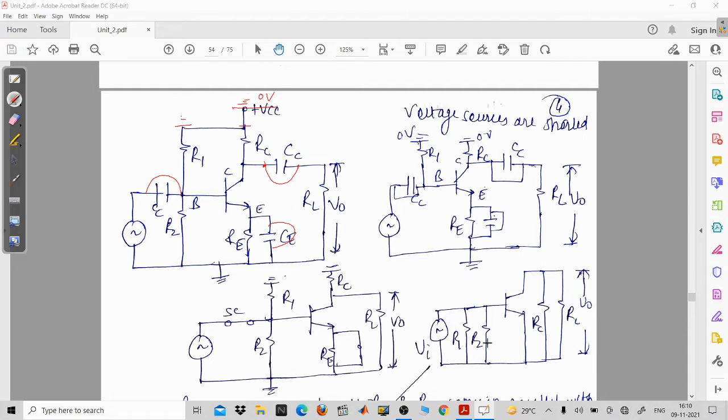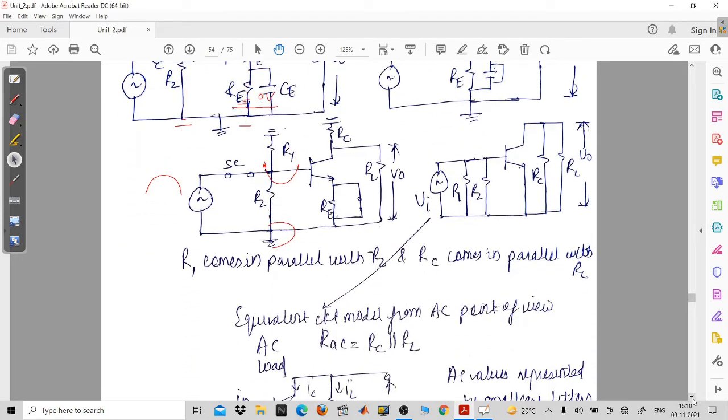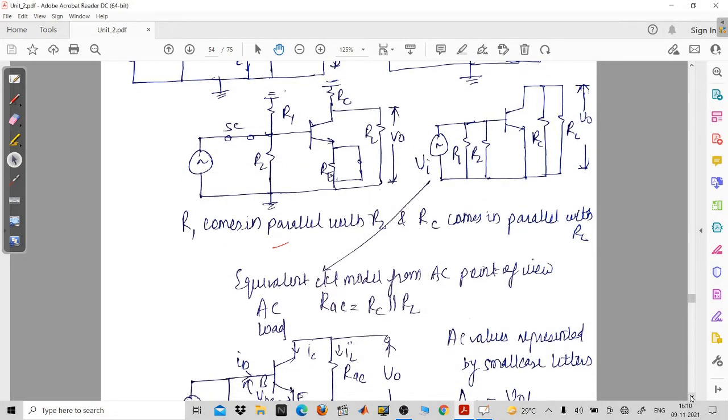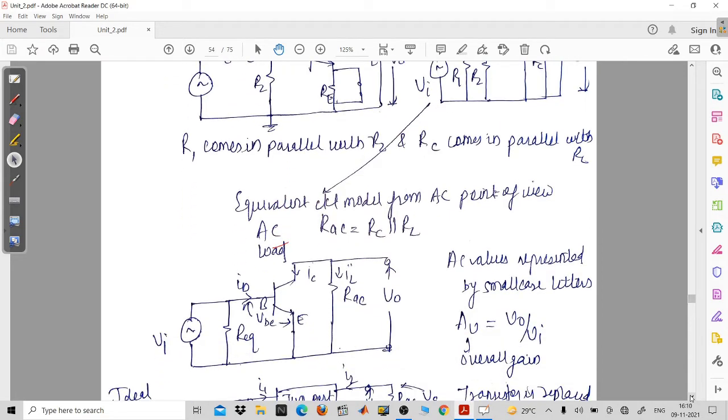Now you can see here these two resistances are in parallel and RC will be in parallel with the RL. So in that case, you can have the new AC load. So what is the new AC load? Because you can see here RC is coming in parallel with the RL. So we can say RAC will be equal to RC parallel to RL. So this is the new AC load which is created after doing the AC analysis.